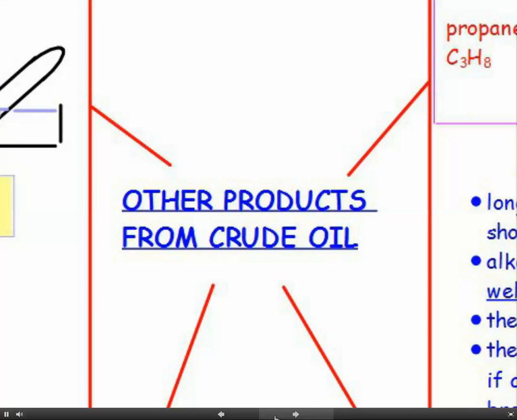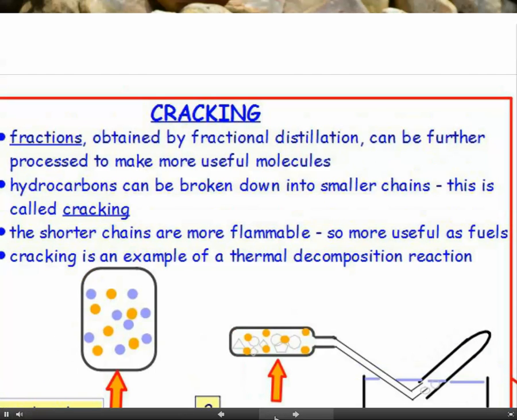What other products can be made from crude oil? The fractions obtained by fractional distillation can be further processed to make more useful molecules. Now, hydrocarbons can be broken down into smaller chains. This is called cracking. Now, the shorter chains are more flammable, so they're more useful as fuels, which is what there's such a high demand for.